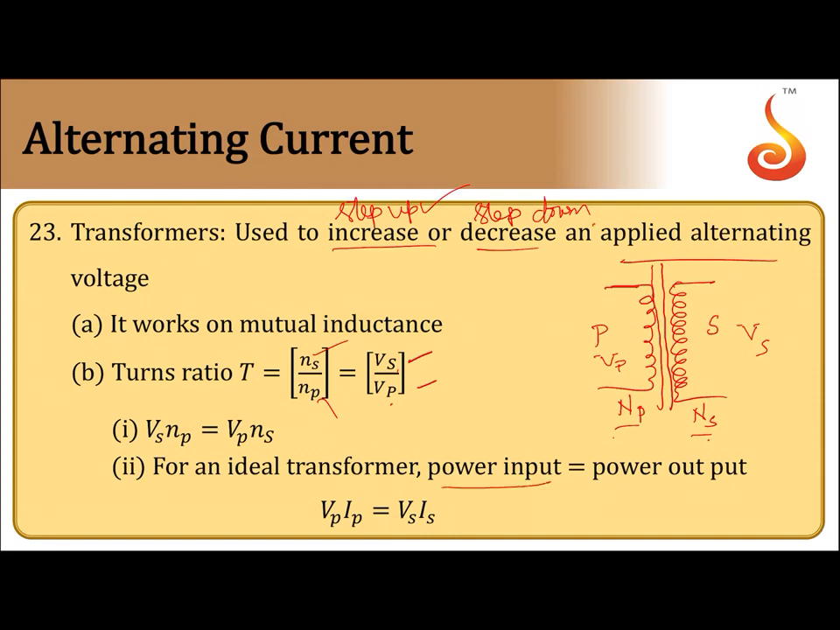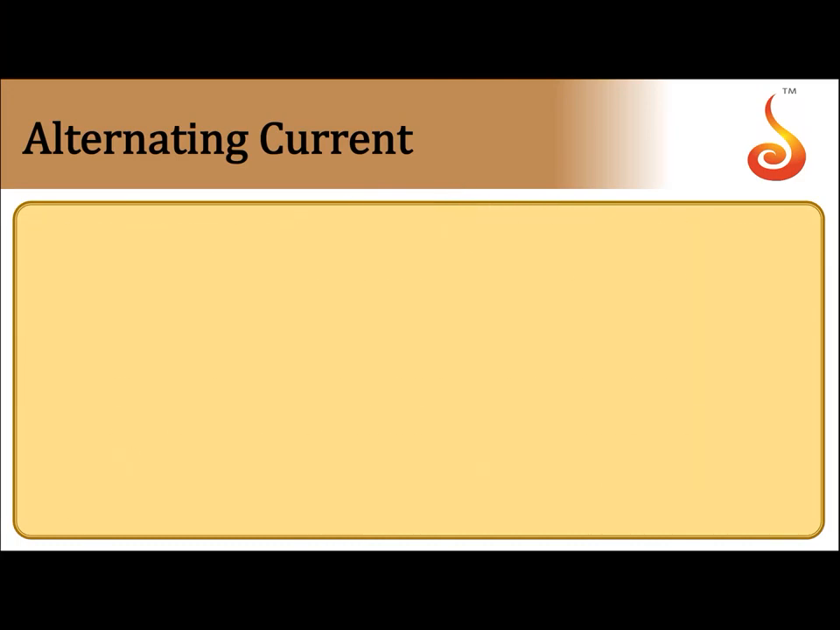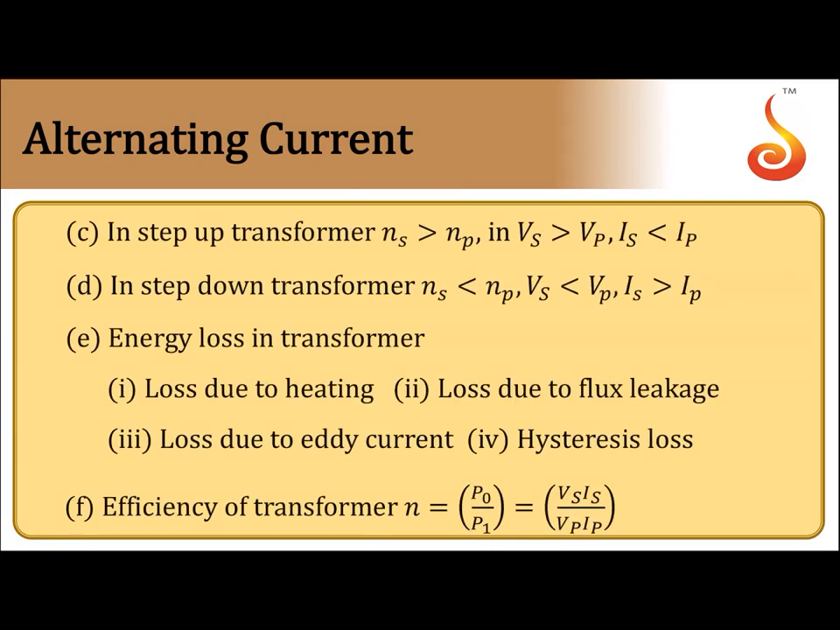So for an ideal transformer, power input and power output should be equal. So Vp Ip should be equal to Vs Is. In a step up transformer, Ns is greater than Np, Vs is greater than Vp, therefore Is is less than Ip. See one thing, transformer does not increase the energy, so energy is still conserved. So stepping up of voltage results in stepping down of current. In case of a step down transformer, Ns is less than Np, Vs is less than Vp, so Is is greater than Ip. So stepping down of voltage results in stepping up of current.